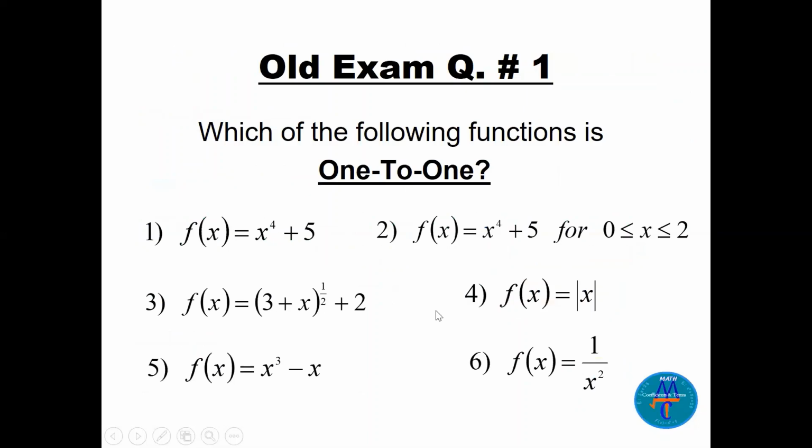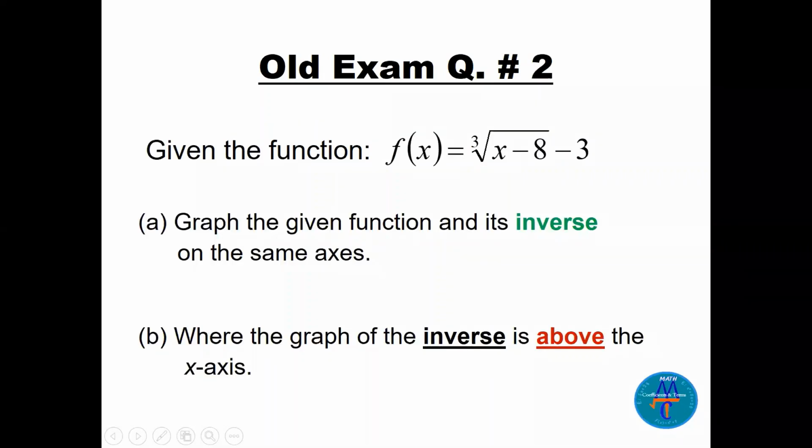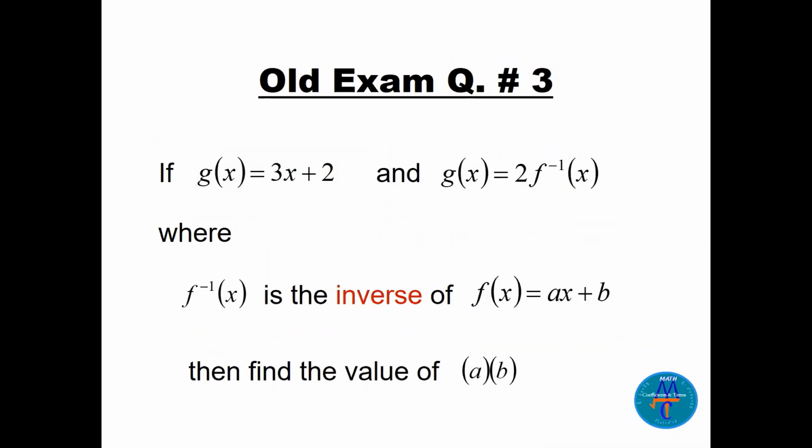Now I will leave for you some questions here. I call them old exams questions. You can call them practice questions. In the second question, f of x is equal to cube root of x minus 8 minus 3. Graph the given function and its inverse, where the graph of the inverse is above the x-axis. Here we have function g, 3x plus 2, and function g also is equal to 2f inverse of x, where f inverse is the inverse of the function f of x equals ax plus b. Find the value of a times b.